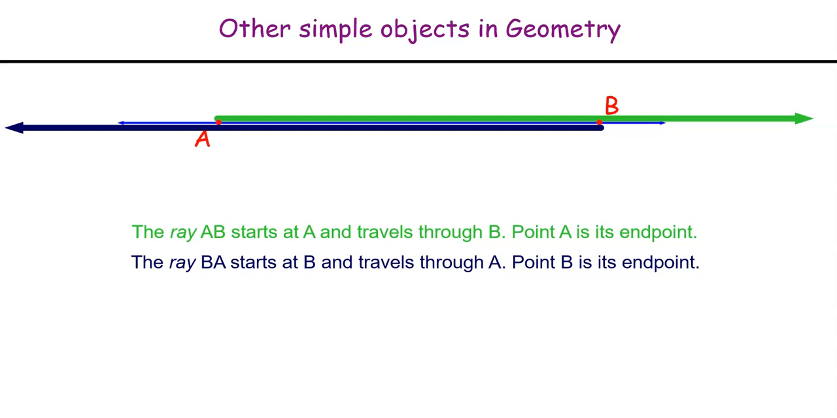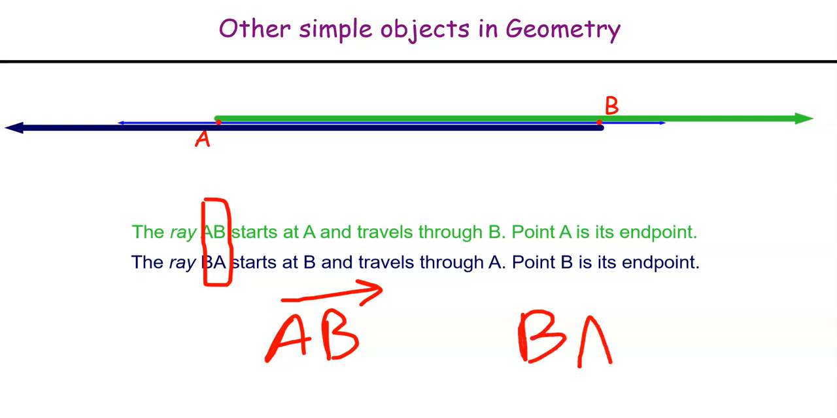Here, again, it is incredibly important the order that we designate our rays. Ray AB starts at A and goes through B, and we often give it a one-sided arrow on top of it. Ray BA starts at B and goes infinitely through A. B is the endpoint. So the order of the points here is important. In a line segment, it's not. In a line, it's not. In a ray, it is. Go ahead, pause the video, copy these down, come back when you're ready to move on.